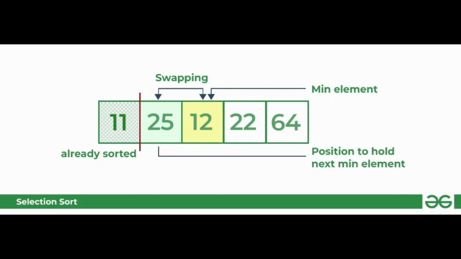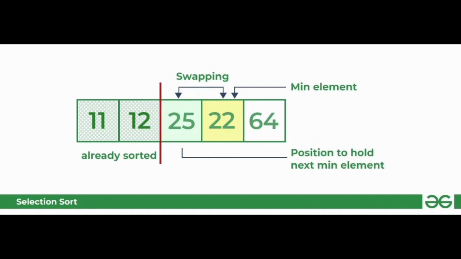For the second position, 25 is present. Now 25 is compared with the other three elements 12, 22 and 64. 12 is the smaller element, so swap 25 and 12. Now 11 and 12 are sorted in the array. Now 25 is the third element. 25 is compared to the other two elements 22 and 64. 22 is swapped with 25.